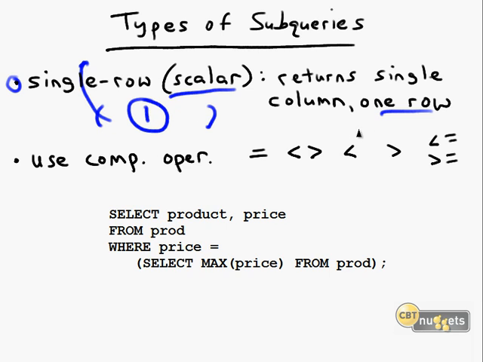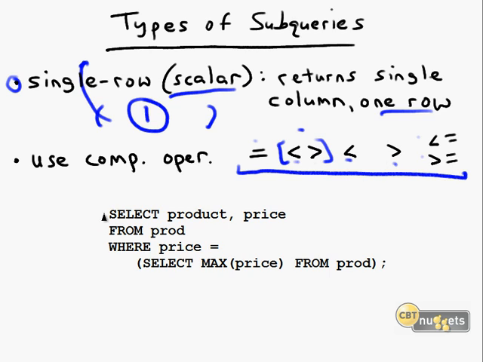Now the hallmark of the scalar or single row subquery is that we can use these comparison operators that we've used before when I originally taught you how to use the where clause. We have equality represented by the equal sign. We have not equal to represented by the less than greater than combination, less than, greater than, less than or equal to, or greater than or equal to.